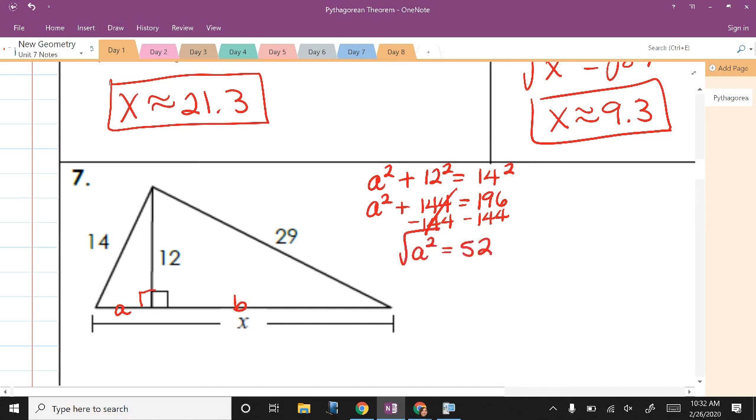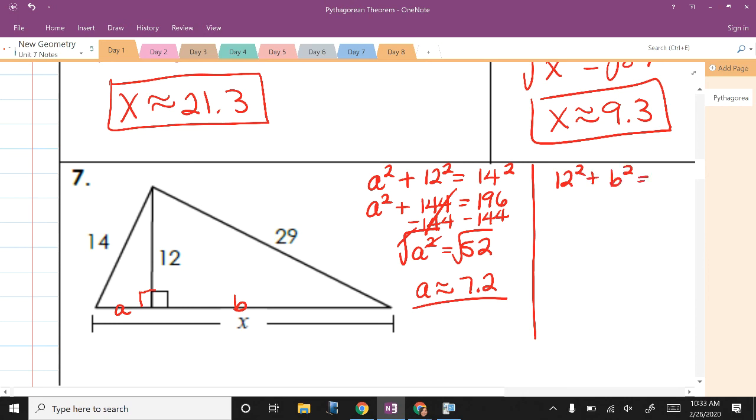Take the square root. Should be approximately 7 point something. About 7.2. So there's A. I'll use that in a minute. Any questions about how we got A? All right, now I want to find B. So I'm going to use 12 squared plus B squared.